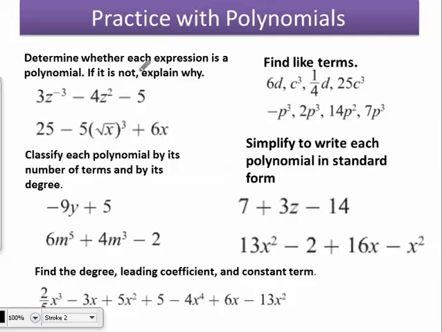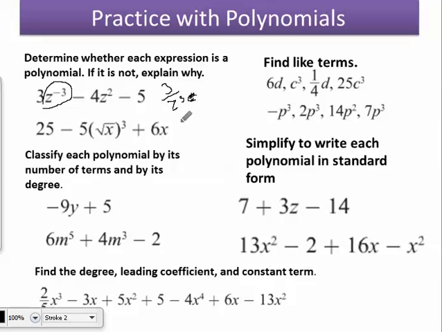Okay? Okay, let's look at these. Do these make polynomials? Well, this right here is going to wind up to be 3 divided by z cubed. That would typically disqualify it as a polynomial because we've got a variable in the denominator.